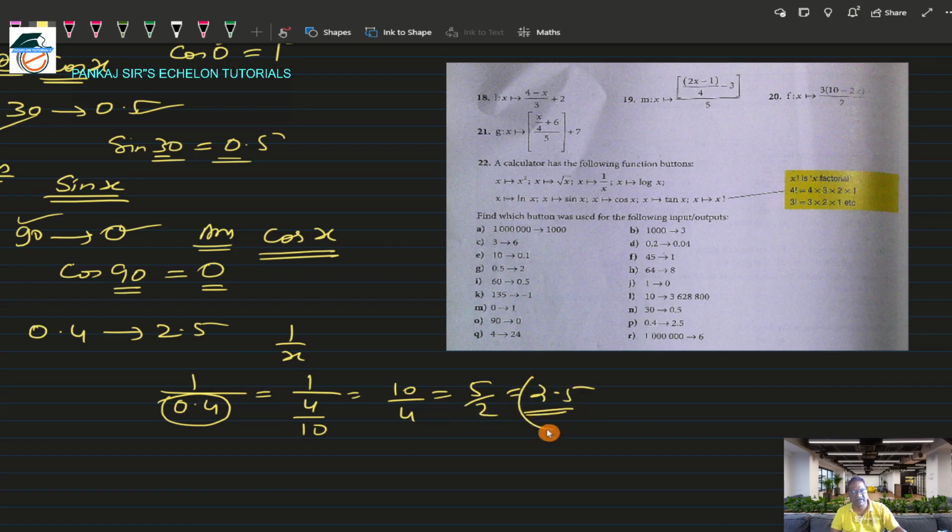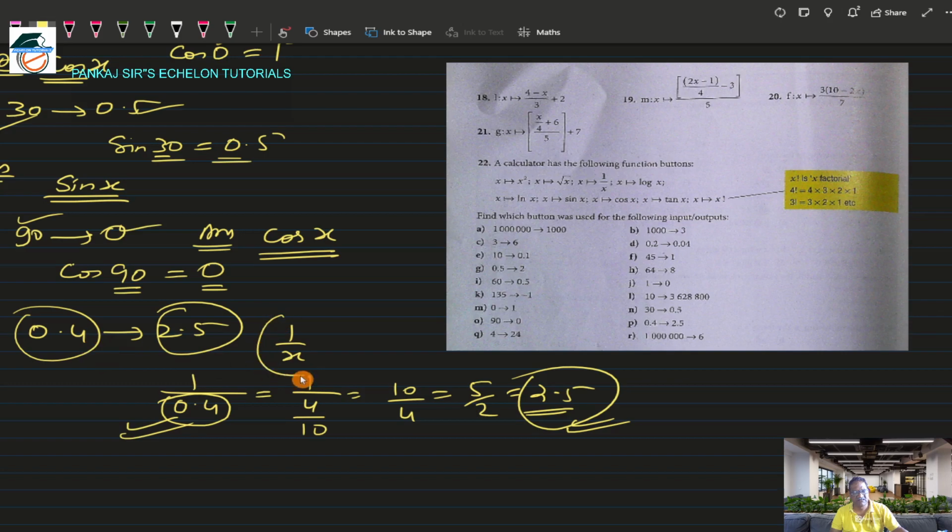So when my input is 0.4, my output is 2.5. Can you see here? So what function have I used? 1 upon x. So the answer for this one is 1 upon x. This we have used.